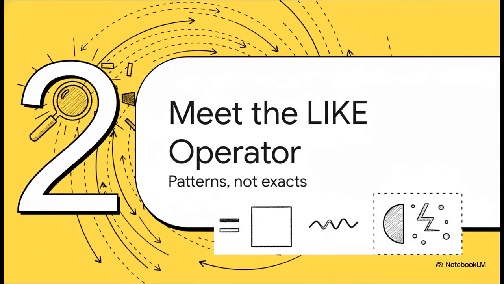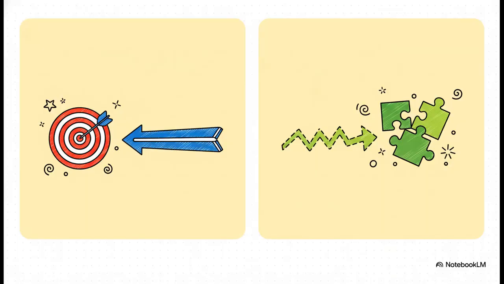So, what is this LIKE operator, really? I mean, how is it any different from just using a regular equal sign in our query? Let's break it down. Here's the absolute main thing to get. The equal sign, it's a perfectionist. It demands a perfect character-by-character match. No exceptions. But LIKE is way more chill. It's not looking for something identical. It's looking for something that fits a pattern.